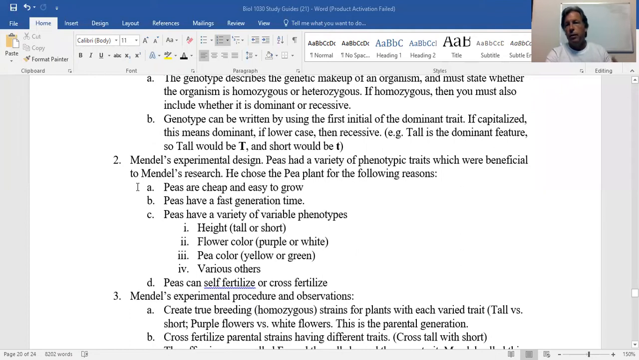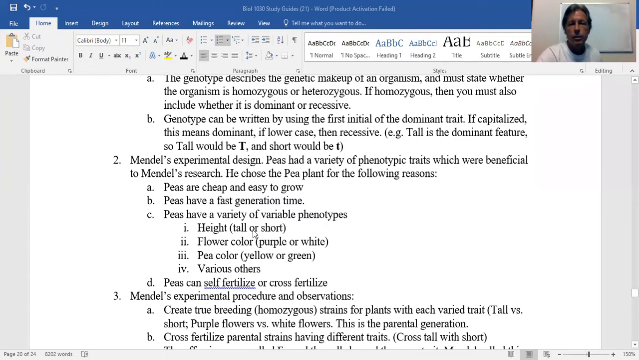Now, I will ask you about the important reasons for Mendel's choosing the pea plant. And you should know that these are the reasons, right? They're cheap and easy to grow. They have fast generation time, variable phenotypes, right? For each of these phenotypes, height, flower color, pea color, and others, the plants had variables in those, right?